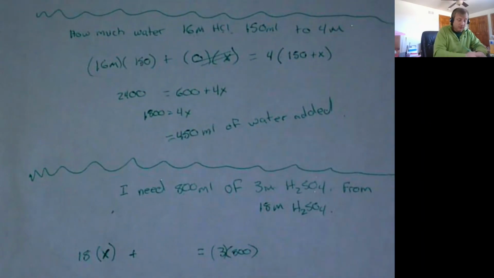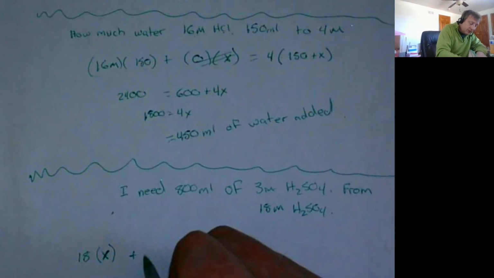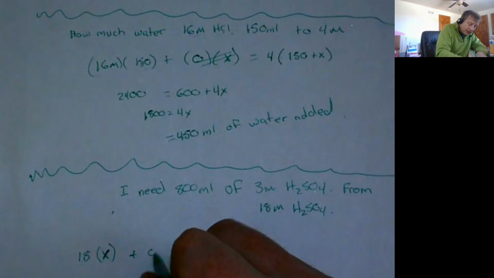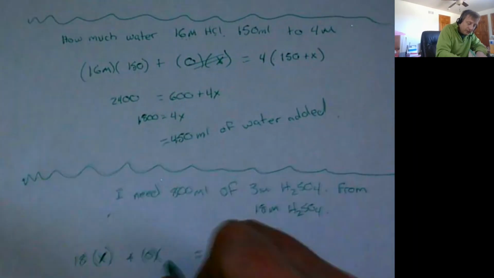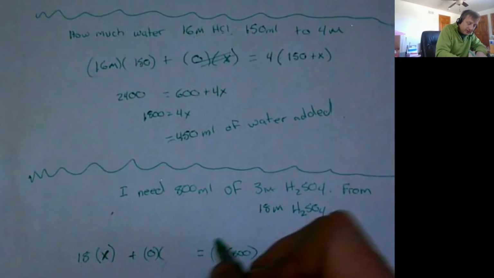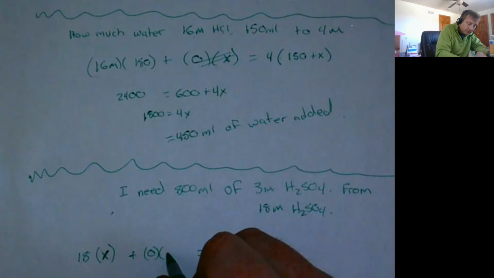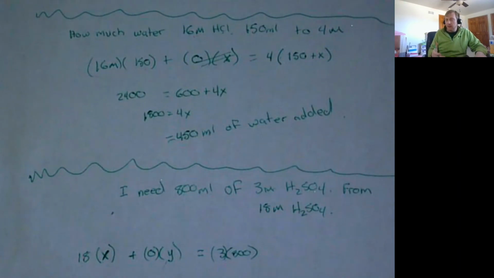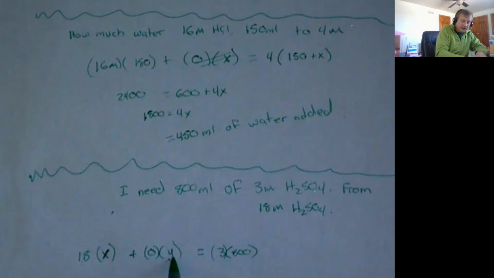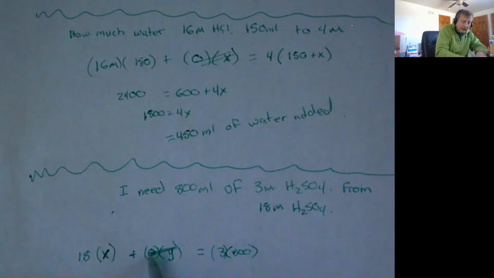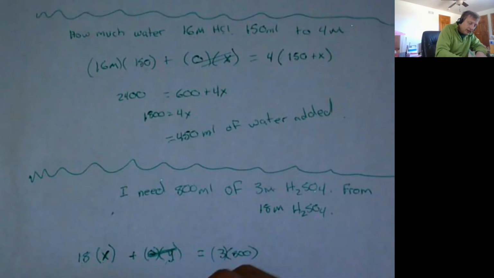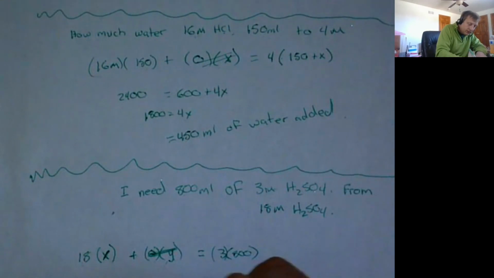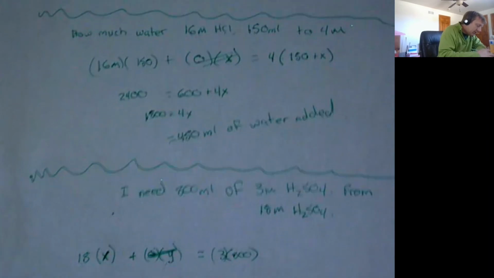Okay, so I'm going to say, well, I don't know the amount of acid that I need to use. And I also don't know the amount of water. Some water as a molarity is 0, and water's volume is going to be unknown. So I'll call that y. Doesn't really matter what I call it at this stage because, again, 0 times anything makes that drop out. So the amount of acid I need can be found right here pretty simply. 18x equals 2400. Might as well stick with those 2400s.